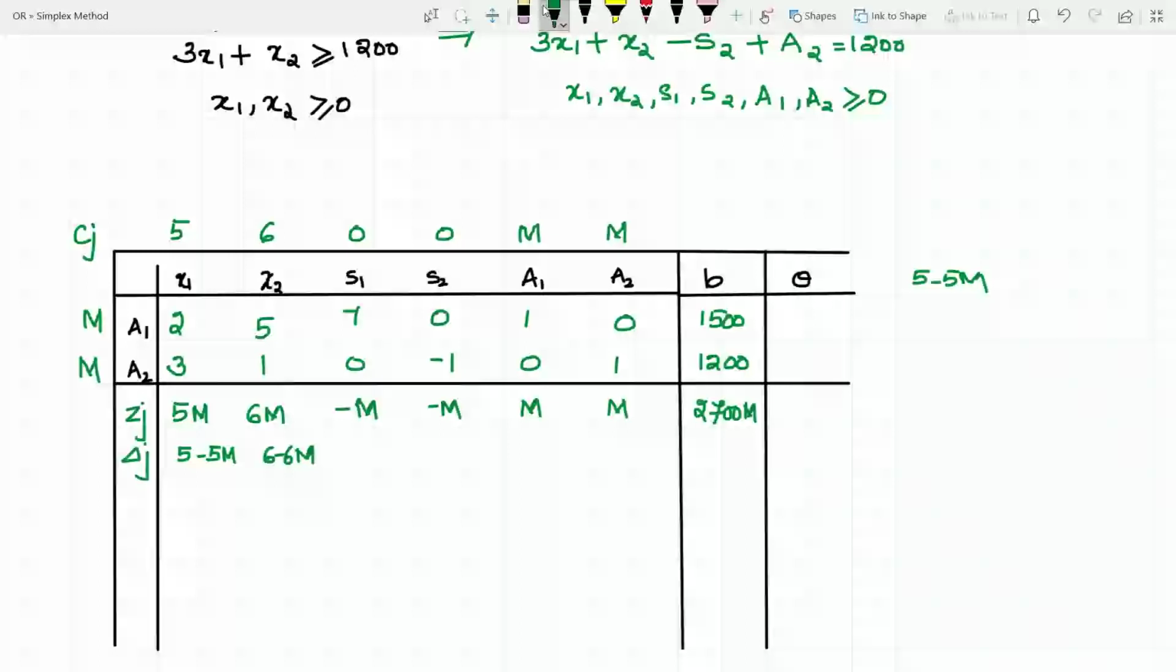ഇവിടെയും m. ഇവിടെ minus m. ഇവിടെയും no, it's not minus m. It is 0. m minus m is 0. This is 0. Okay. Now since this is a case of minimization, what you normally do is we need to get the outgoing variable.